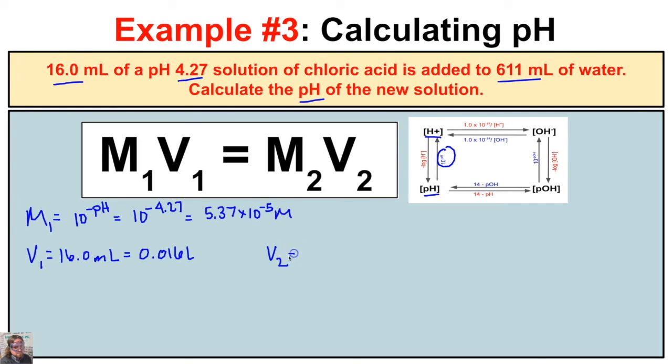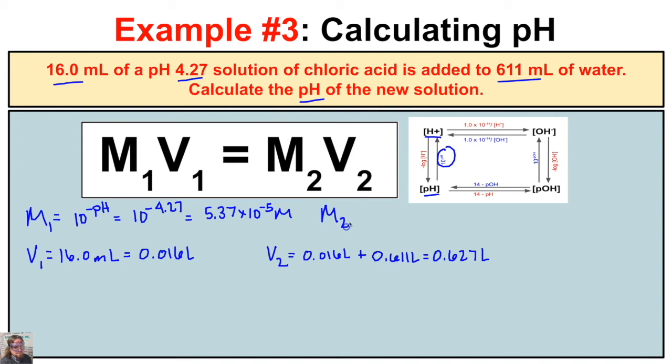So to get V2, we have to take V1, which we know is 0.016 liters, and add this amount in liters. So we need to slide this decimal to the left 3 times to convert it to liters, 0.611 liters. If we put this in our calculator, 0.016 plus 0.611, we end up with 0.627 liters. So now we know V1, we know V2, and we're asked to calculate the pH of the new solution.